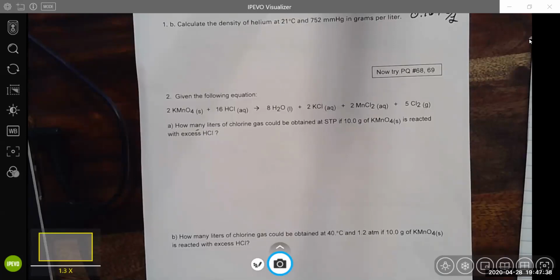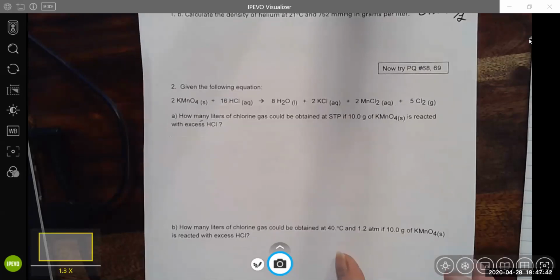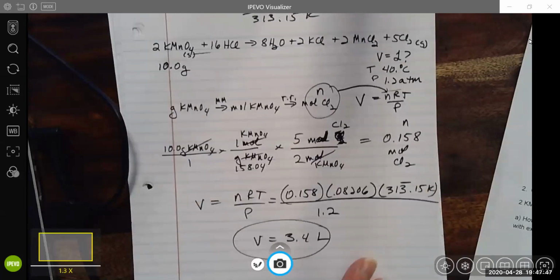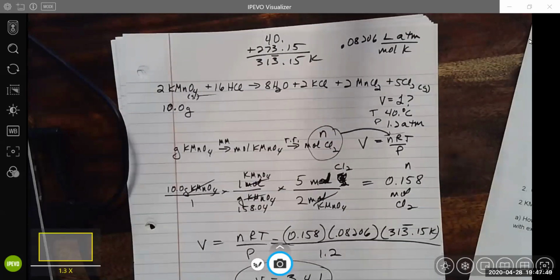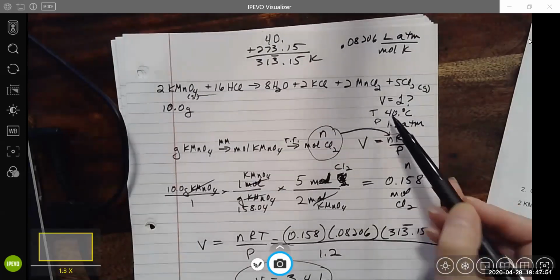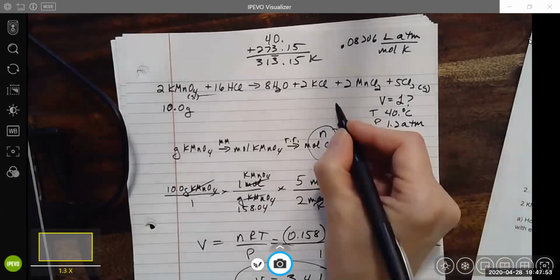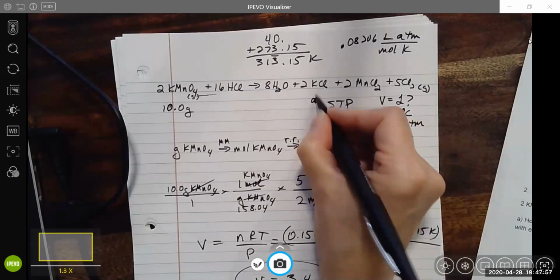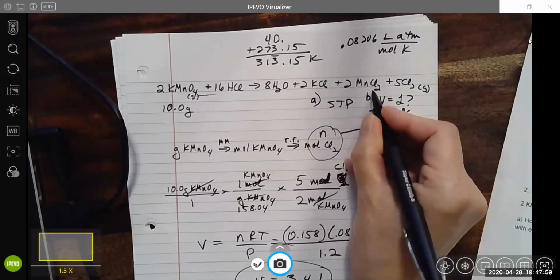So there's two ways to do this problem when you have STP. I'm going to start with the way that's real simple, similar to what we just did. The difference in the one we're going to do now is that instead of having 40 here, we're going to have it at STP. So this is problem A at STP, and this was for problem B.